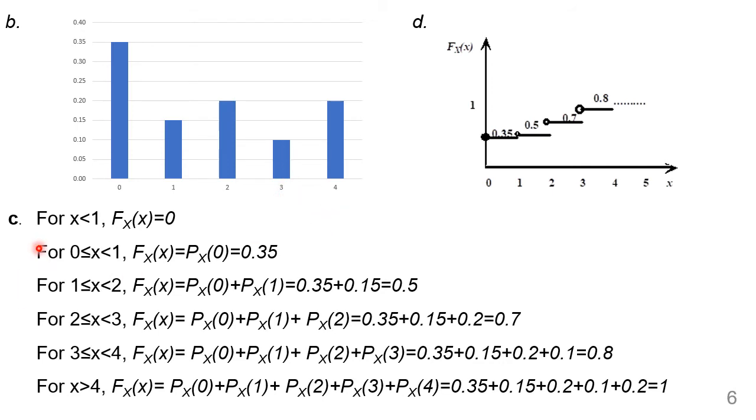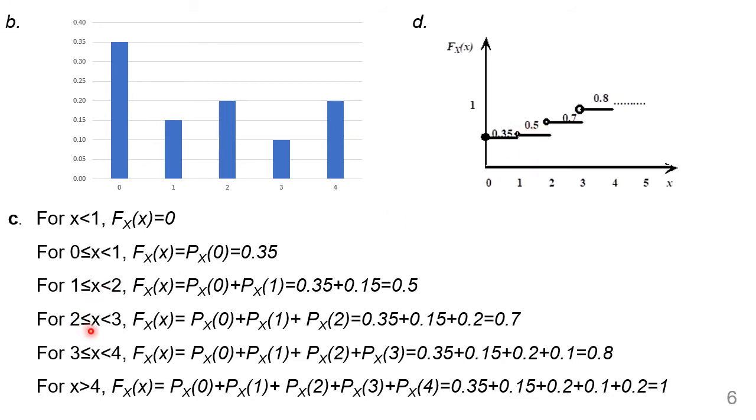Then we have to calculate the CDF. For all values of x less than 0, the PMF function is not defined. So therefore, Fx of x equal to 0. For values of x between 0 to 1, we have only Px of 0, that is 0.35. That has been plotted here. For 0 to 1, its value is 0.35. For x value between 1 to 2, we have Px of 0 plus Px of 1, that is 0.35 plus 0.15, that gives us 0.5. So between 1 to 2, we have 0.5.